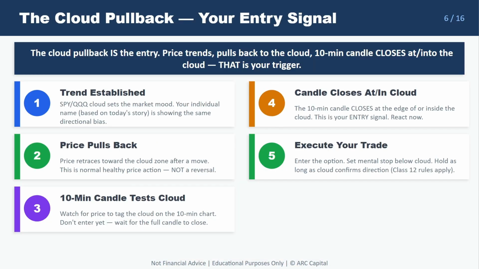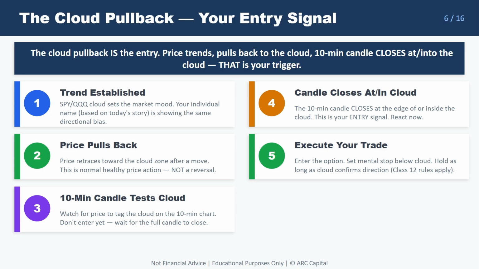So, you want to go over this? Let's do it. I'm just trying to look for the best examples I can. All right, the cloud pullback. Your entry signal, guys: price trends, pulls back to the cloud, and the 10-minute candle closes at or into the cloud. That is your entry. Now, what do we mean by this?